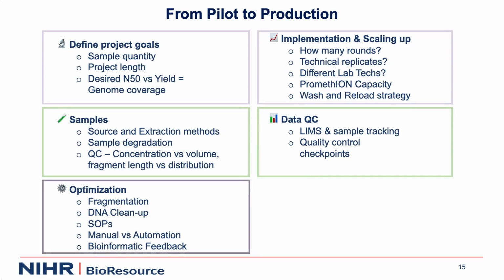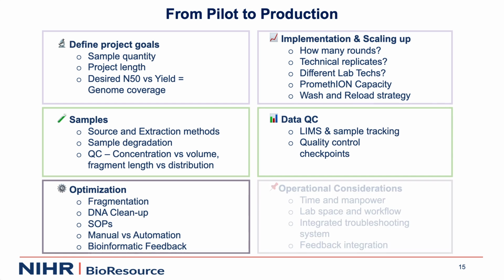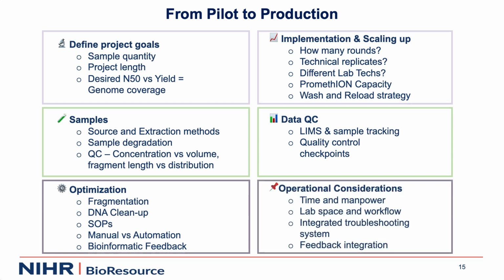Next, we looked at our QC, and early on in the project, we introduced LIMS, and we made sure that we had quality checkpoints from DNA extraction to sequencing, and also we considered the operational sustainability of our projects, and this had us considering the time and manpower, the lab space, and the workflow, and also we made sure to use every fail run as a feedback loop to help us prevent repeat issues, and this allowed us to scale our projects and also to have confidence in our data.